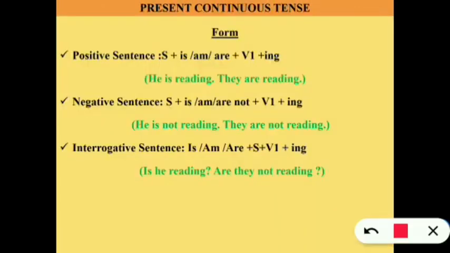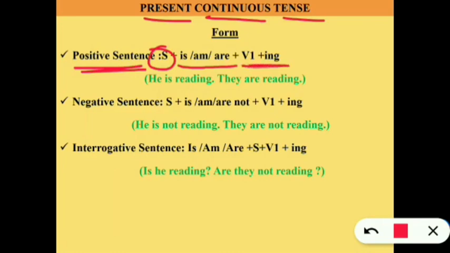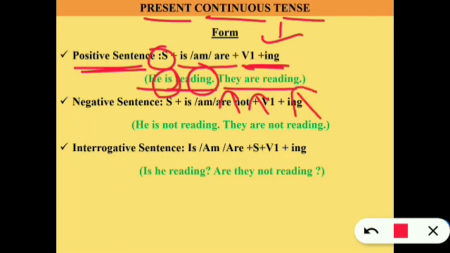Let's move to the second tense, present continuous tense. The form in a positive sentence will be: subject, then verb 1 with ing form. He is reading, ing form. Here, read is verb 1 and is, an auxiliary verb, is also used. They are reading: they is plural, so are, and then read with ing form.